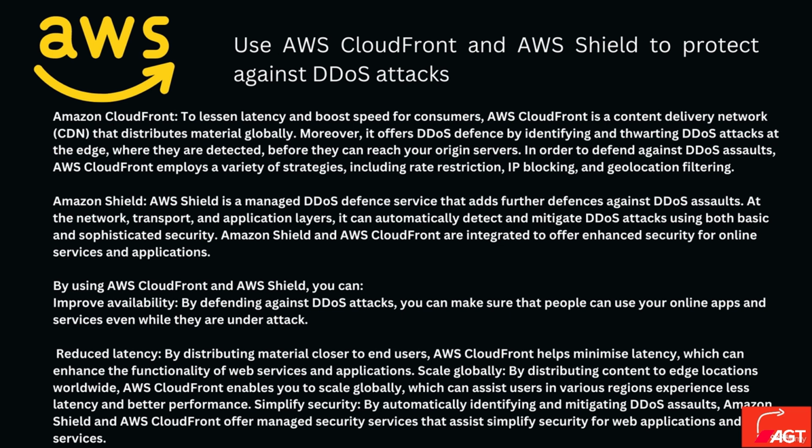In order to defend against DDoS assaults, AWS CloudFront employs a variety of strategies, including rate restriction, IP blocking, and geolocation filtering. Amazon Shield. AWS Shield is a managed DDoS defense service that adds further defenses against DDoS assaults. At the network, transport, and application layers, it can automatically detect and mitigate DDoS attacks using both basic and sophisticated security. Amazon Shield and AWS CloudFront are integrated to offer enhanced security for online services and applications.